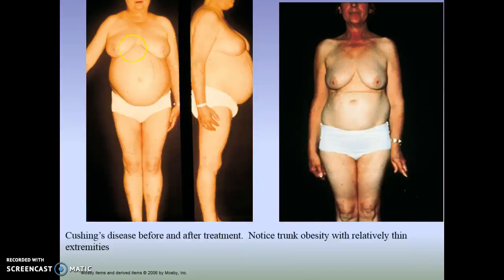All right, here's another example of that truncal obesity. You can see rather thin legs here relative to the belly. So this is before treatment, and then this is after treatment. And what you can see is that this weight gain here in the belly is gone, or a good portion of it is gone, and this woman looks more proportionate in terms of the level of adipose tissue you see in the belly relative to the thighs here.